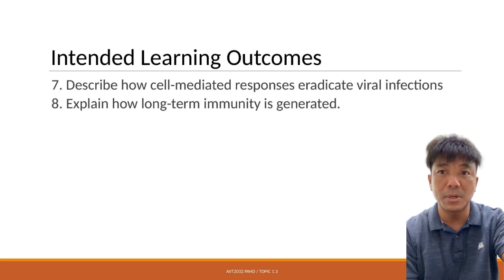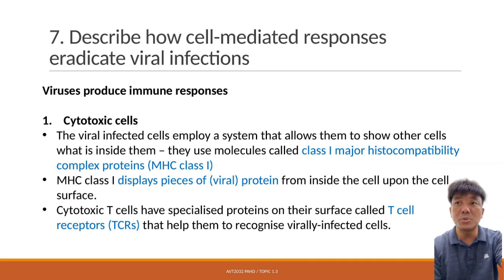For topic 1.3, we will focus on the following two learning outcomes. Describe how cell-mediated responses eradicate viral infections. Explain how long-term immunity is generated. The host produces immune responses against viral infection through: 1. Cytotoxic cells, 2. Interferon, 3. Antibodies. First, 1. Cytotoxic cells.